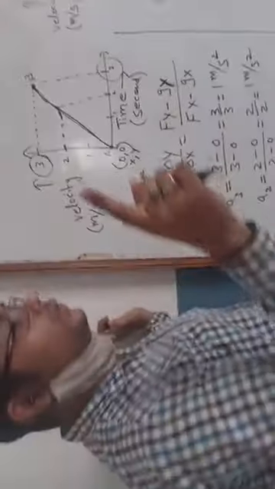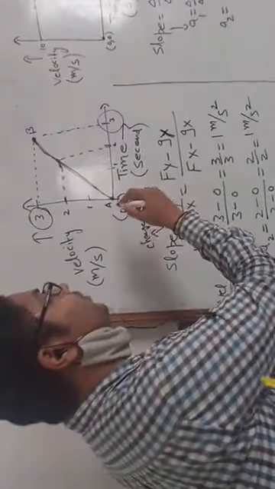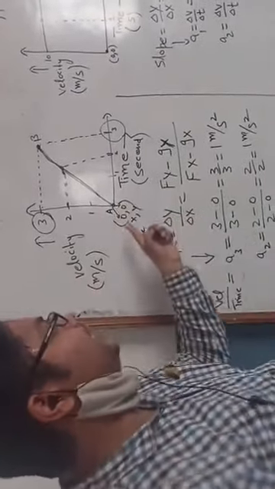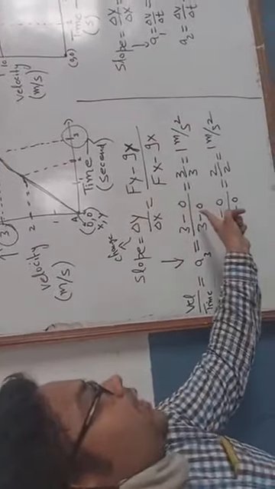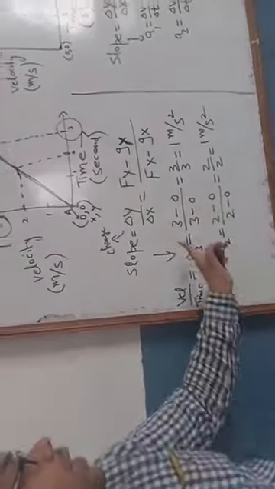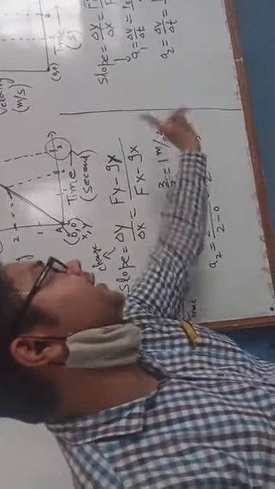And after that, in initial x, what value will you put? Initial x, where will you get it? At the initial point. A is the initial point. At A point, what is the value of initial x? That is 0. So at initial x, you will put the value 0. So now you can calculate 3 upon 3, that is equal to 1 meter per second square.